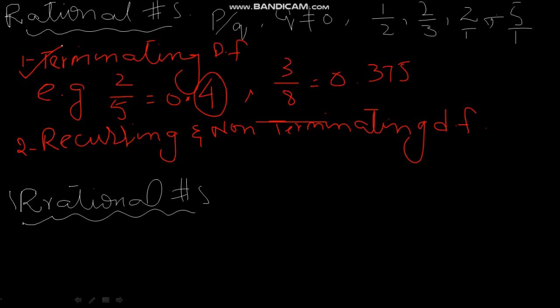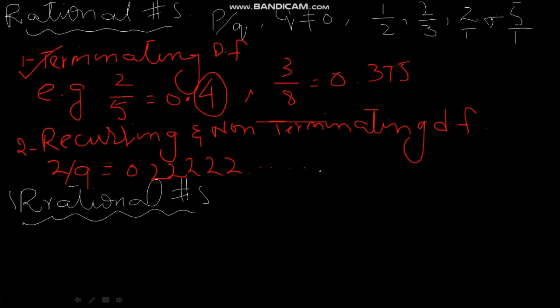And another type of decimal fraction is recurring and non-terminating decimal fraction. The decimal fraction in which some digits are repeating again and again in the same order in its decimal part is called a recurring decimal fraction. For example, 2/9. Fine. Its answer will be 0.222 and so on.